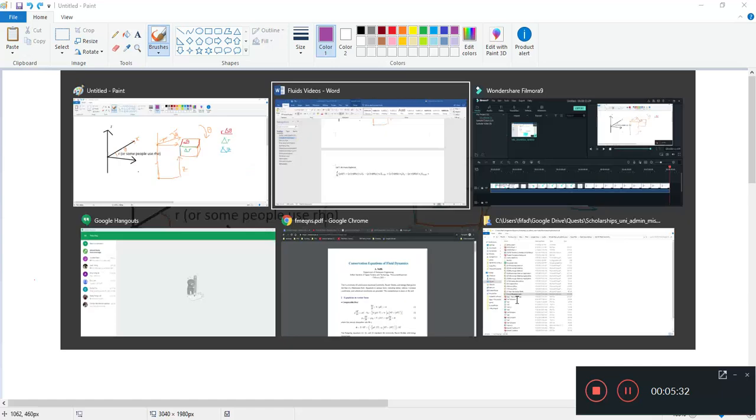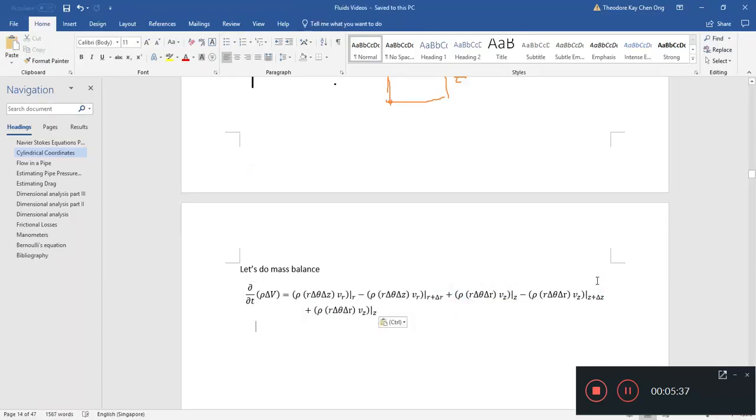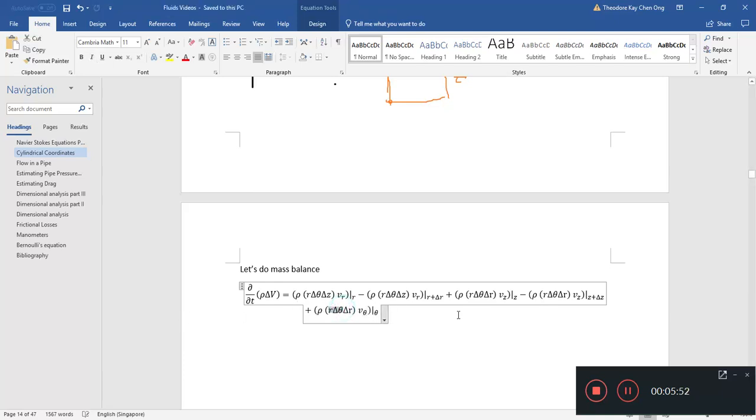So I'm just gonna do some simple copy pasting over here. Okay, r, this is theta, this is v theta in, and the area is delta r delta z. Okay, so we'll just do the same thing. The one that's exiting is evaluated at theta plus delta theta. That's our basic mass balance.